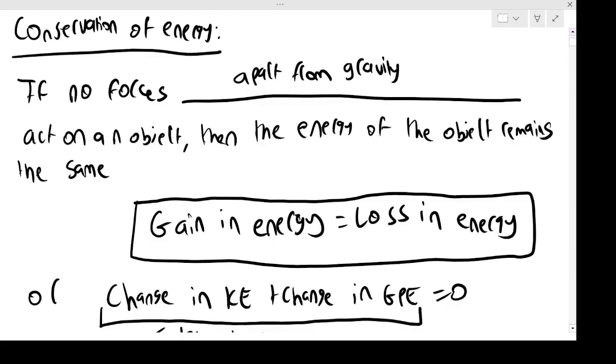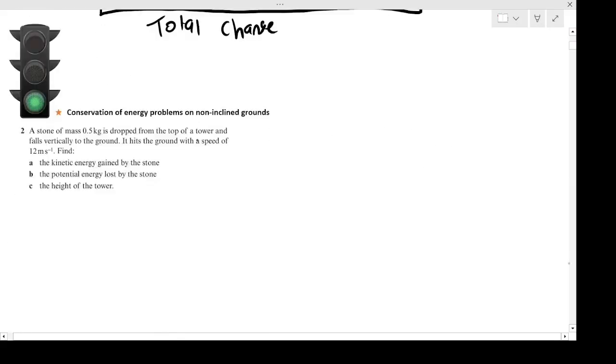Right. So we're going to look at some examples to demonstrate this. Here we're told a stone of mass 0.5 kilograms is dropped from the top of a tower and falls vertically to the ground, and hits the ground with a speed of 12 meters per second. Find the kinetic energy gained.